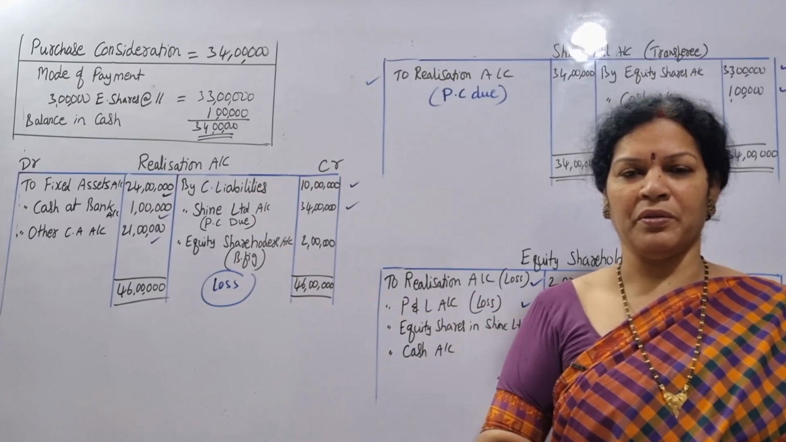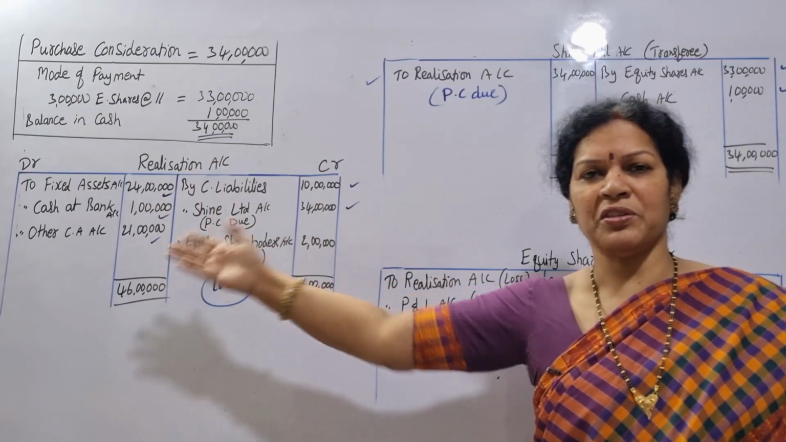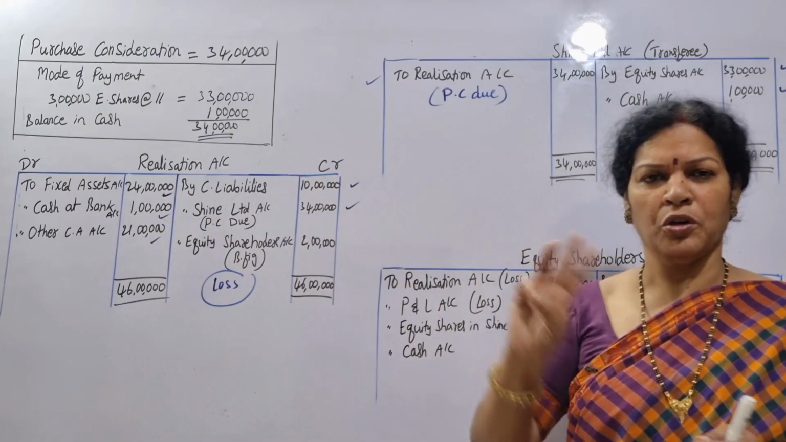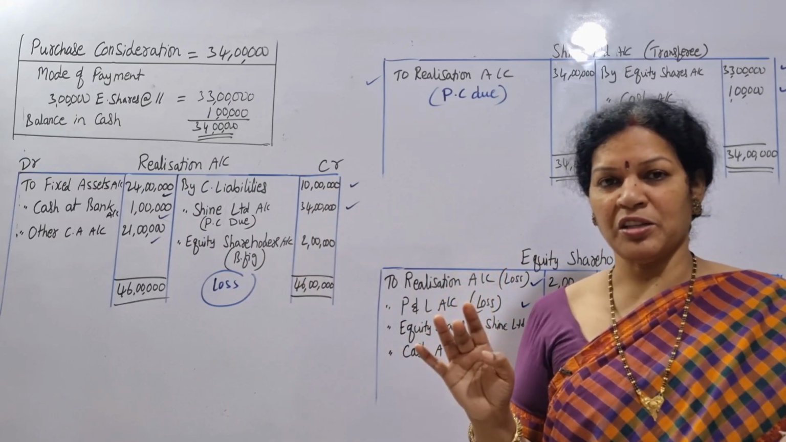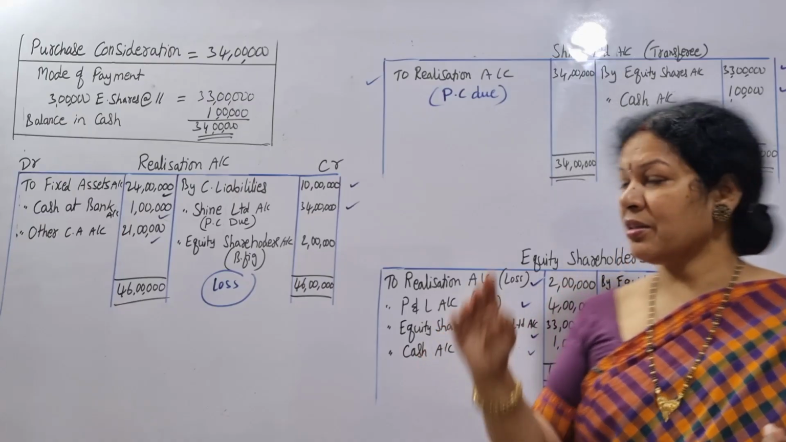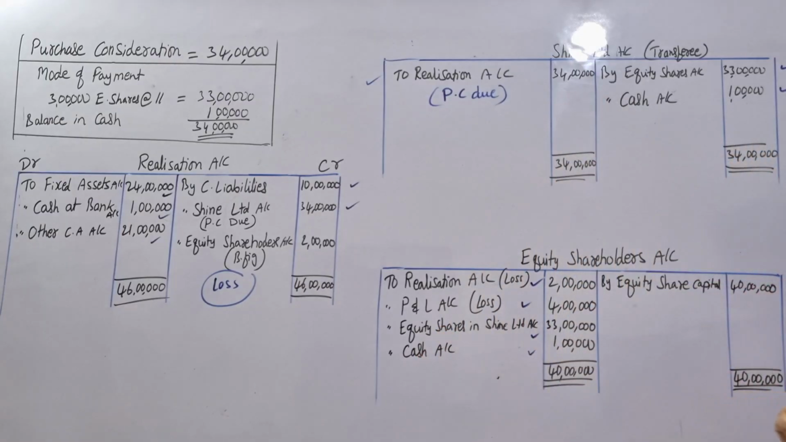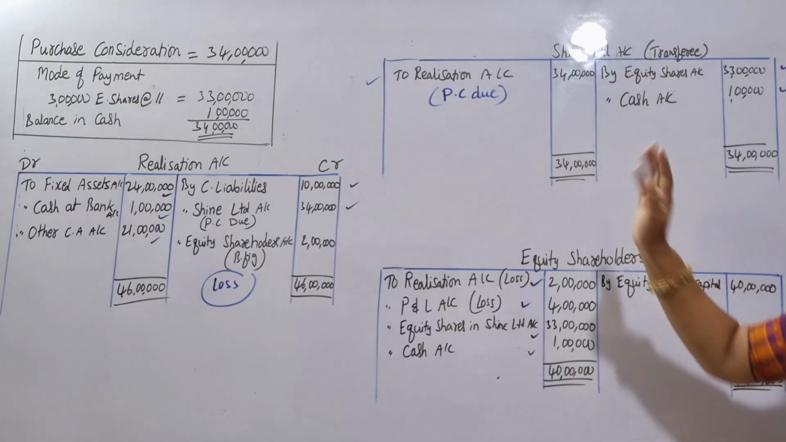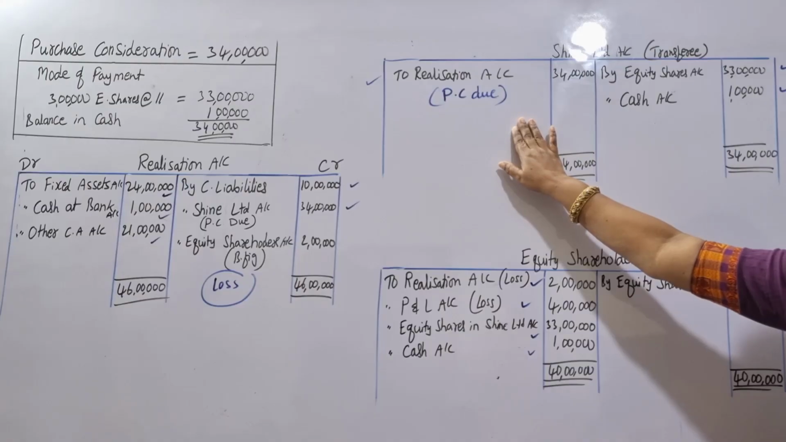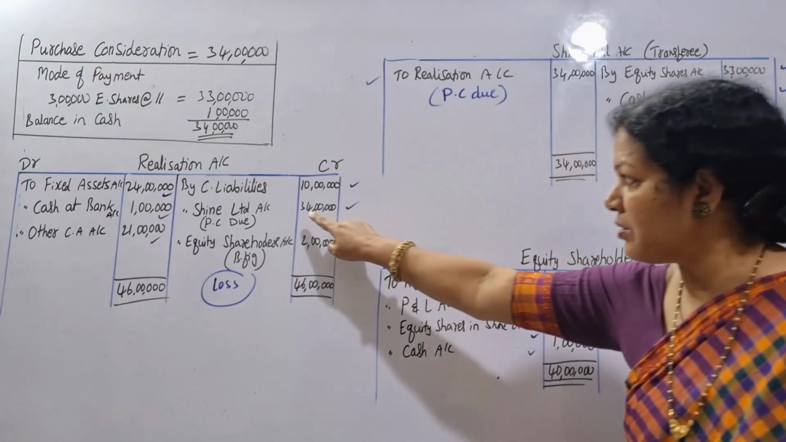Realization account we have opened. What are the entries? In the realization account: transfer of assets, transfer of liabilities and PC due. Only 3 entries. There we got the loss. Loss is transferred to the equity shareholders. Then after that, the transferee account, Shine. So how much does he have to pay? 34 lakh. So this is written here, the same one.